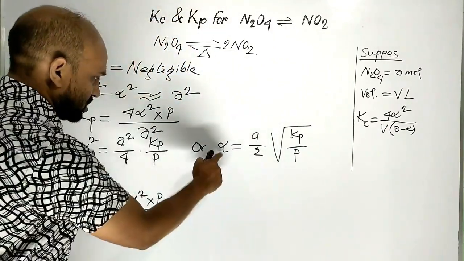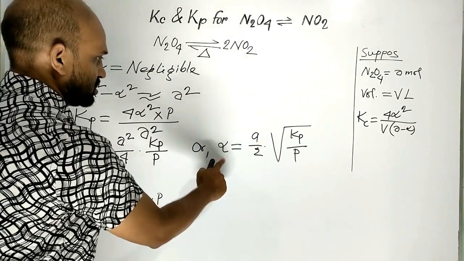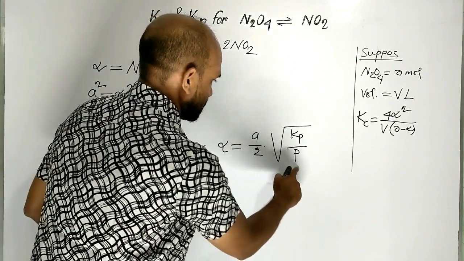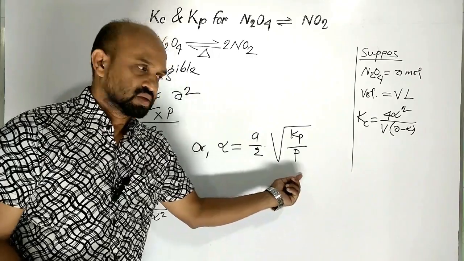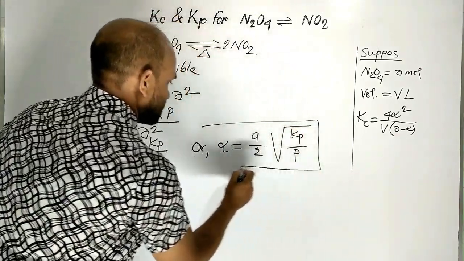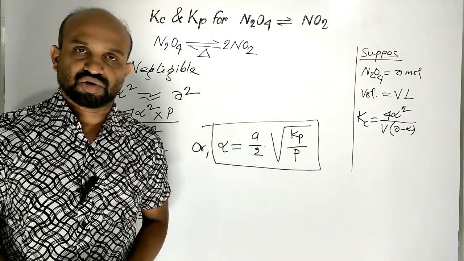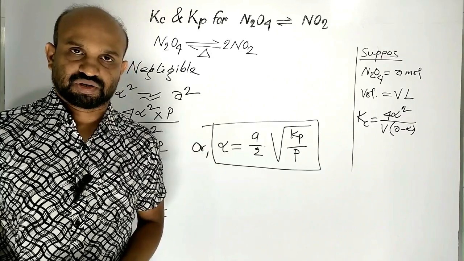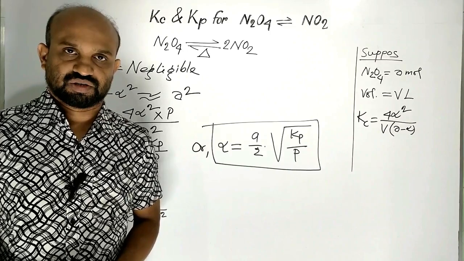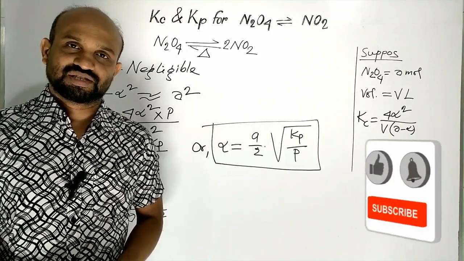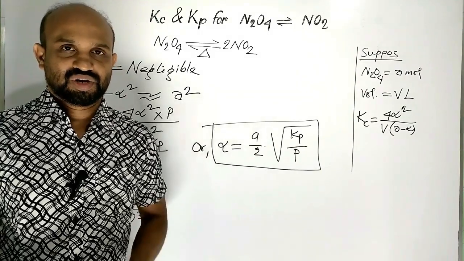That is, the amount of substance that is converted to product is inversely proportional to the square root of the total pressure of the system. This is for alpha. The amount of substance that is converted to product is dependent on the total pressure, and it is inversely proportional to the square root of the total pressure. This is all about Kc and Kp for the dissociation of dinitrogen tetroxide. No more today. Thank you very much.